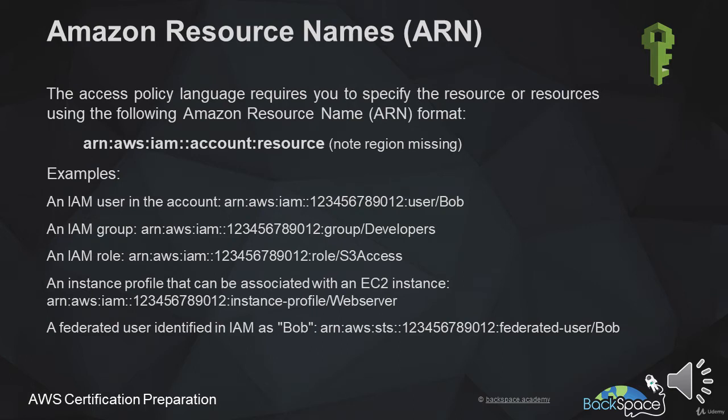Now, federated users, they are a little bit different because they use the security token service as well as IAM. So although you do define a role in IAM to create a federated user, it is the security token service that makes that happen. So a federated user identified in IAM as Bob will be ARN, AWS, STS for the security token service, and then 2 colons again, and then the account number, and then federated user/Bob.